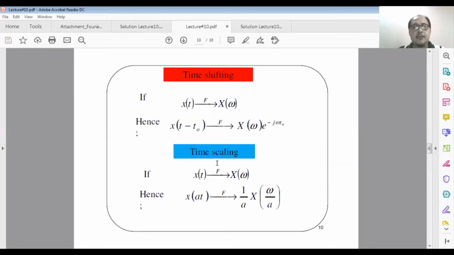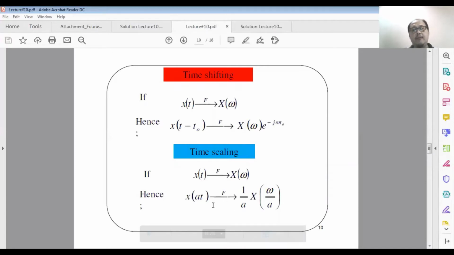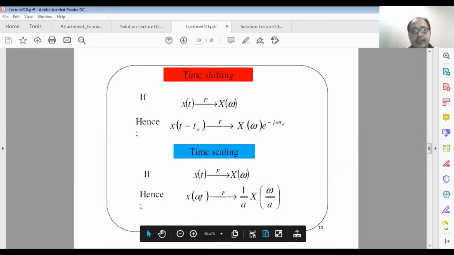Okay, and for time scaling, if the transform of x(t) is X(omega), and I have a time scale by a, x(at), then its transform will be given by 1 over a of X(omega divided by a).